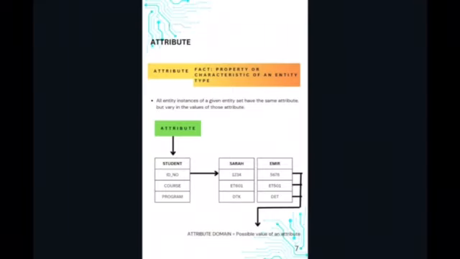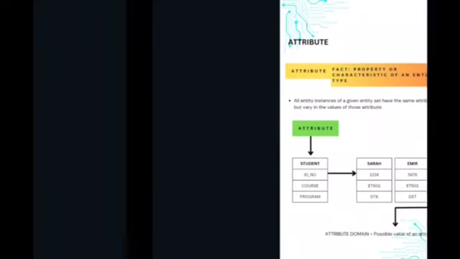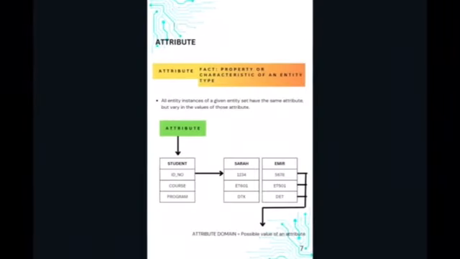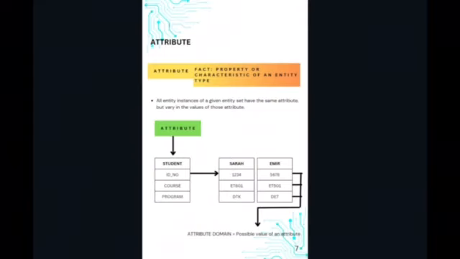Next, we have attribute. What is an attribute? An attribute is a property or characteristic of an entity type. All entity instances of a given entity set have the same attributes, but vary in the values of those attributes.